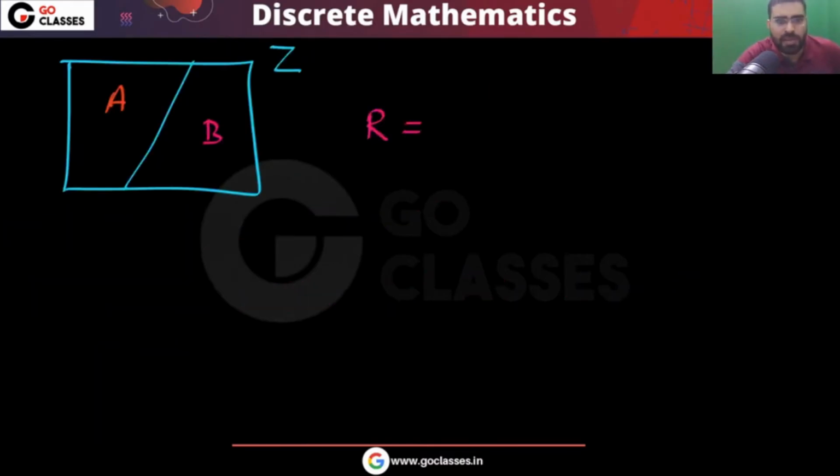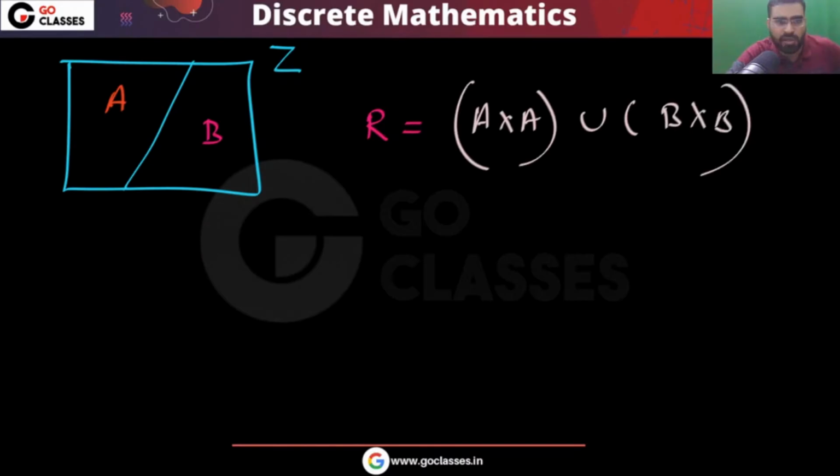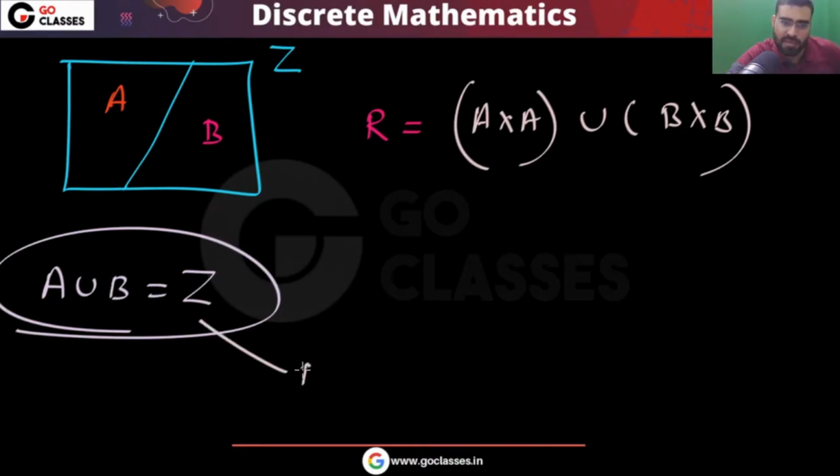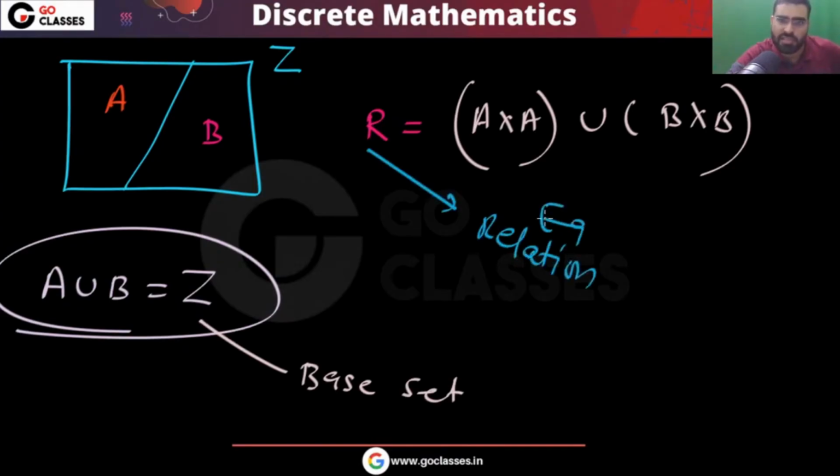Tell me. Very simple, because you can notice that every element here will be related to itself. So you can easily write that this R will be A cross A union B cross B. A union B will be Z. This is the base set, and this is the relation. This is your equivalence relation.